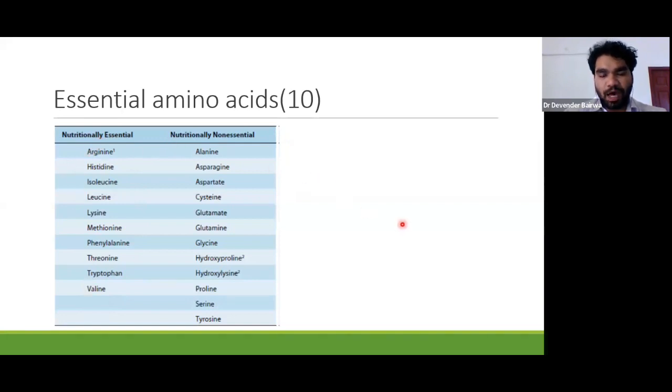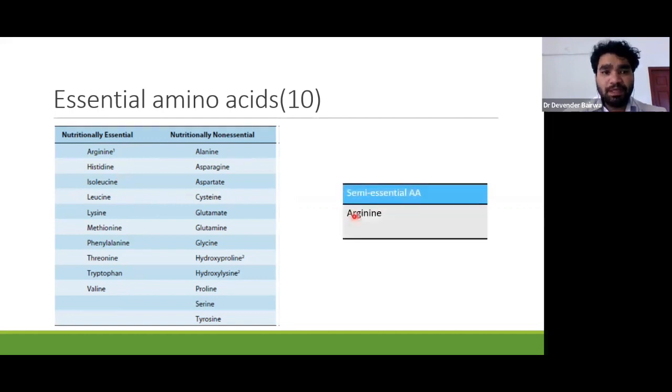This table has been taken from Harper. Your Harrison is mentioning that there are 8 essential amino acids, but in fact, there are 10 nutritionally essential amino acids. Harrison mentions 8, but in the bracket it has given the names of 9 amino acids, so it is a mistake. So arginine is something which is actually semi-essential. That means in infants and children, arginine cannot be synthesized, but in adults, it can be synthesized. So it makes arginine a semi-essential amino acid. Apart from that, histidine, isoleucine, leucine, lysine, methionine, phenylalanine, threonine, tryptophan, and valine, all these are nutritionally essential and should be present in adequate amount in your diet.